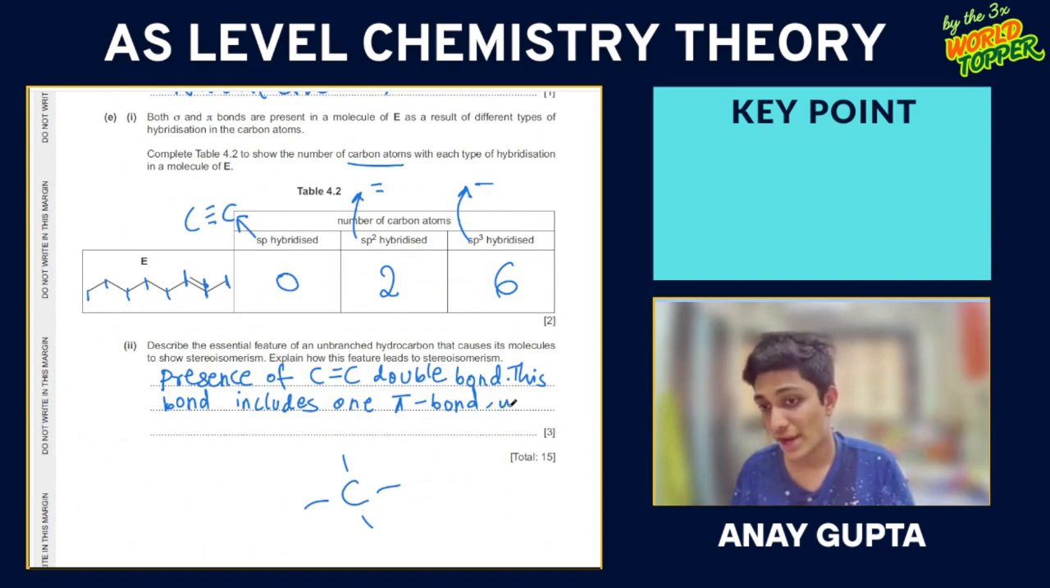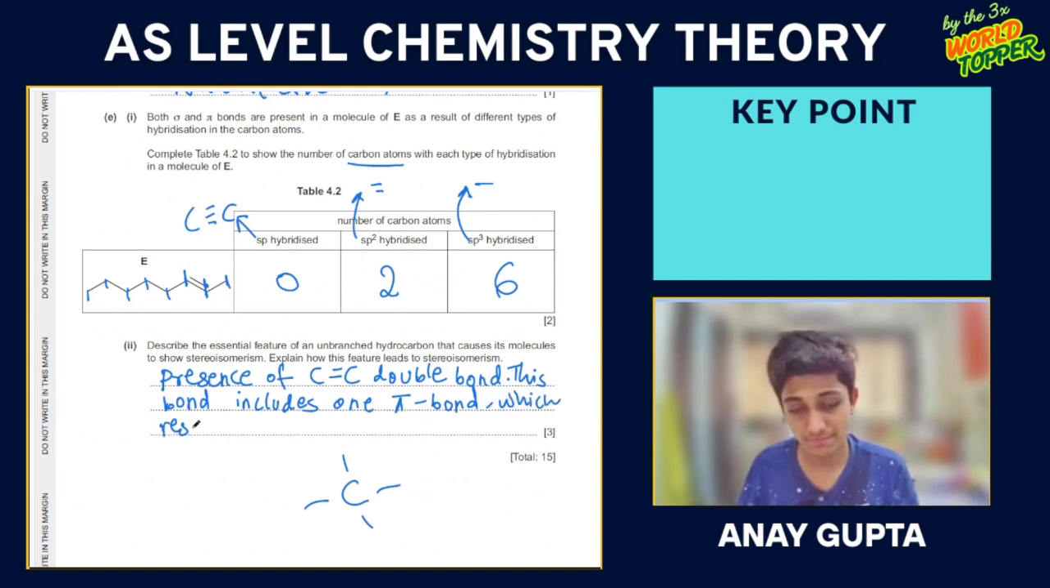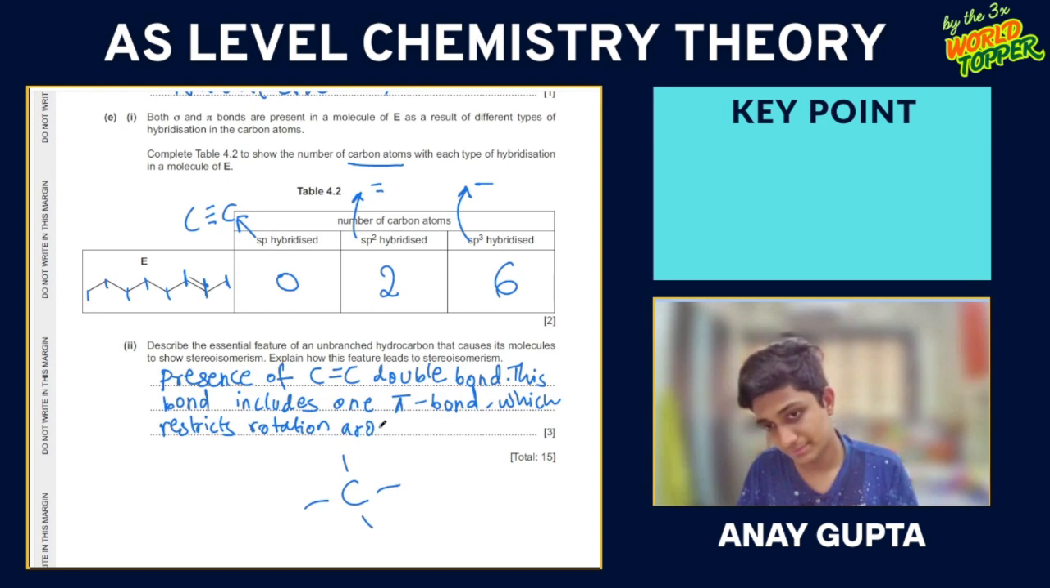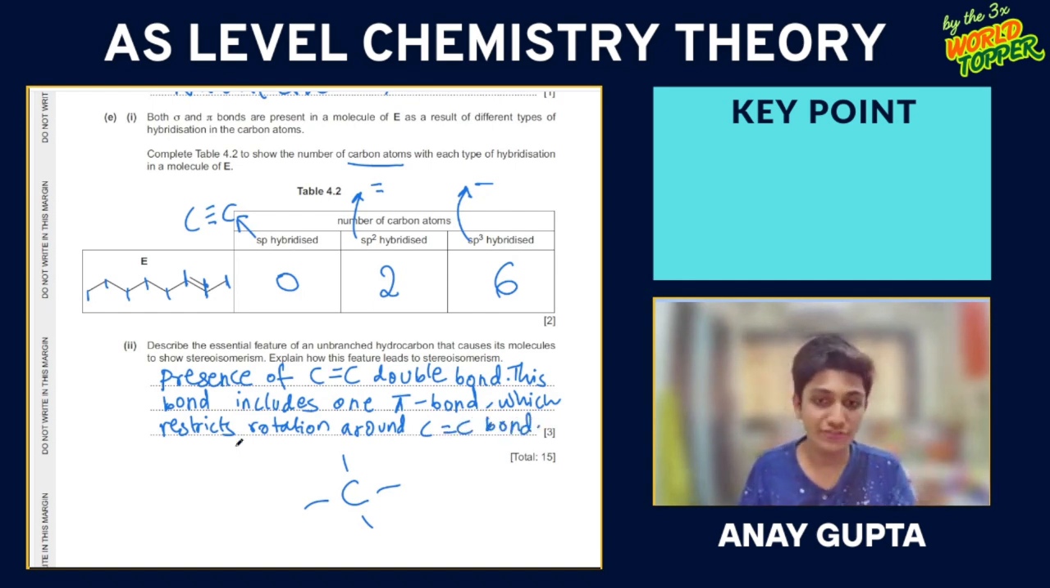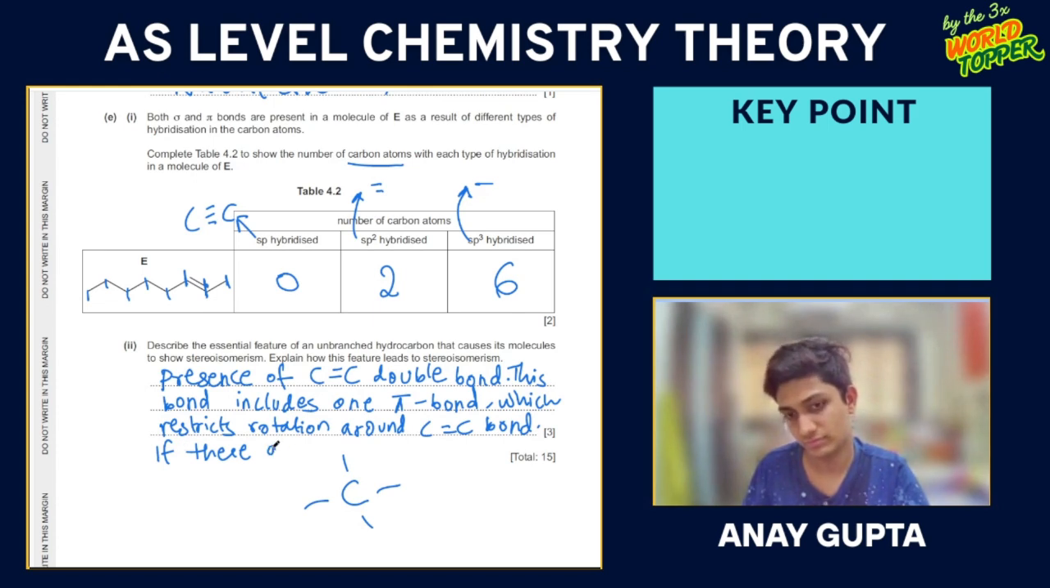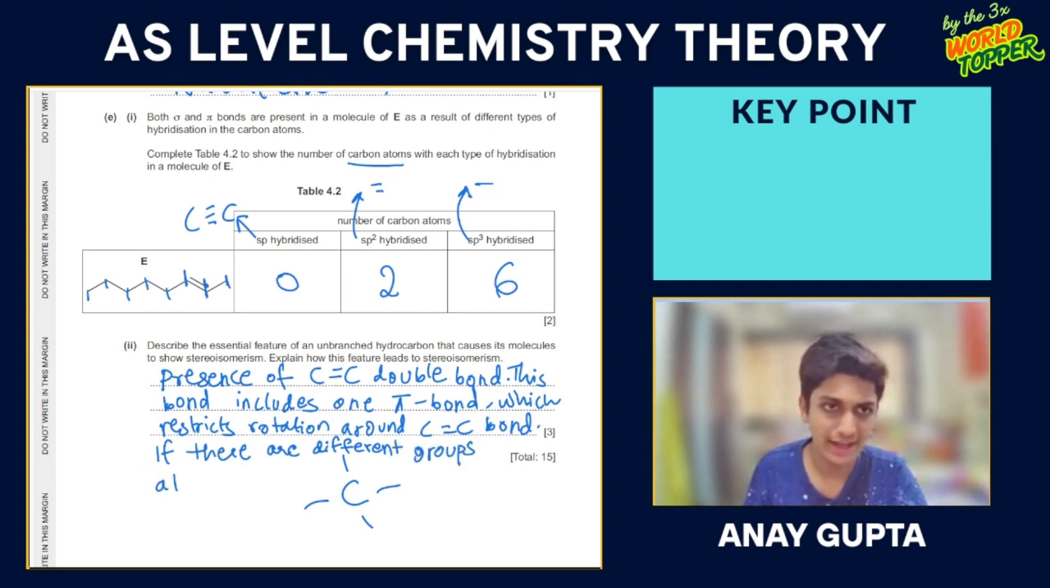So I can say which restricts rotation about the carbon-carbon bond. Okay, now because of that, explain how this feature leads to stereoisomerism. Now because of that, if there are different groups attached, I'll just erase this joker of a C over here in the middle.